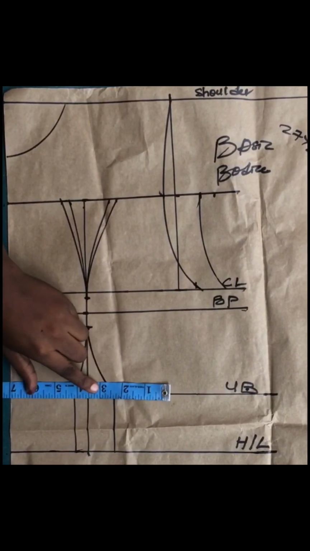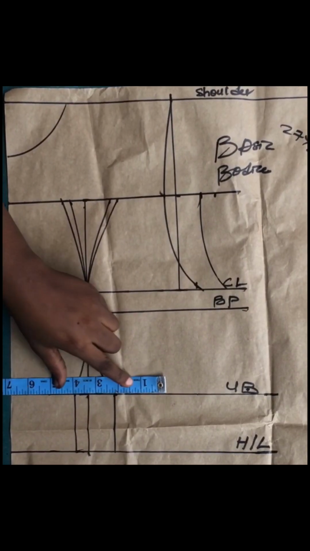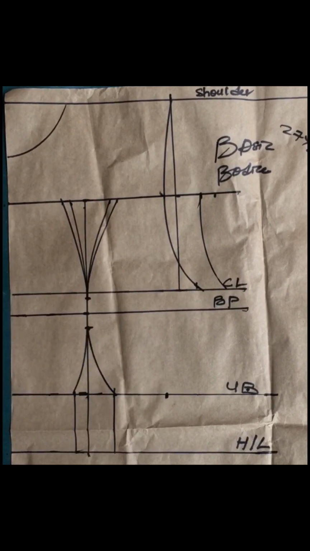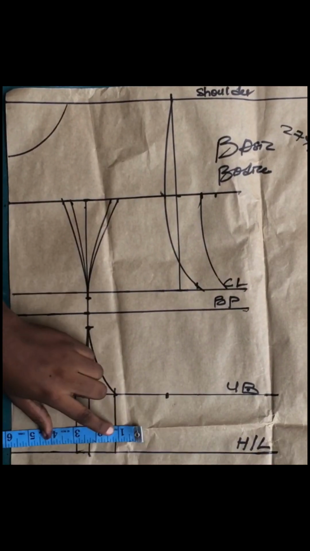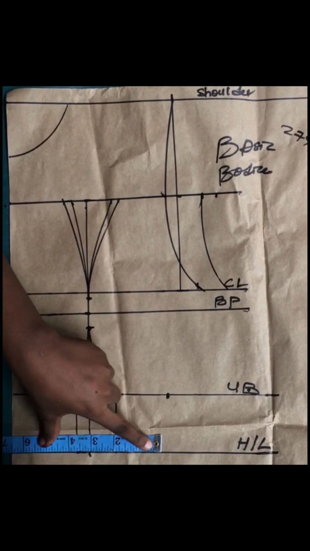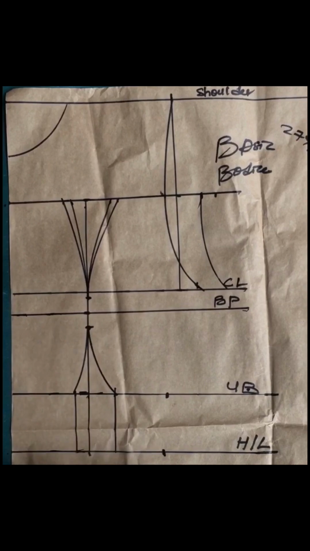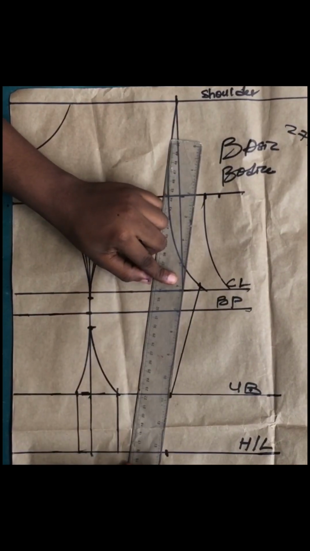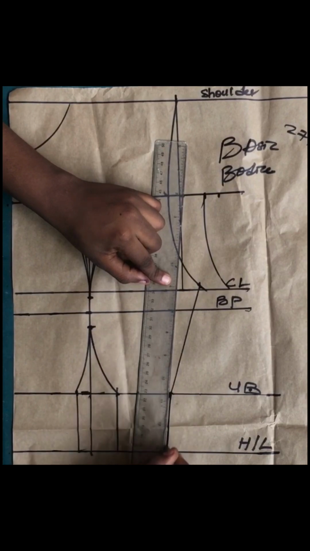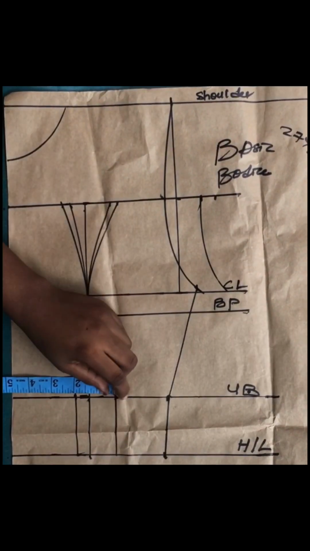So guys, you can see what I have here already. The next thing to do is to divide my underbust into 4, and I had 6 3/4. I marked it right there, and also divided my waist circumference on the line labeled HL, and I made a point right there. After that, I used my stretch ruler to connect all of these points.